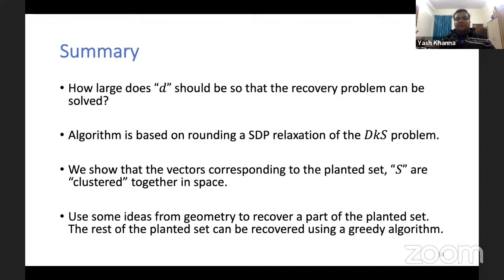In this higher dimensional space, we have these vectors with some special properties from the constraints of the SDP. Now let's say we somehow know that the vectors corresponding to S are clustered. So now we can use some small balls around each vertex and find that most of the vectors of S are in that ball.